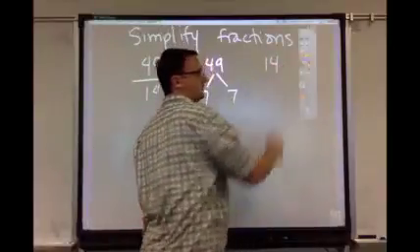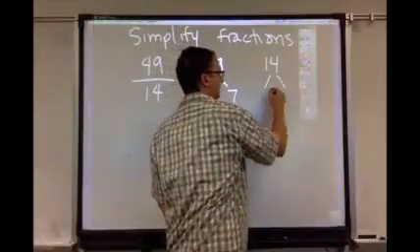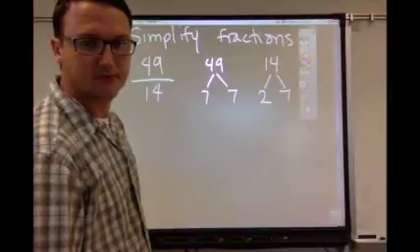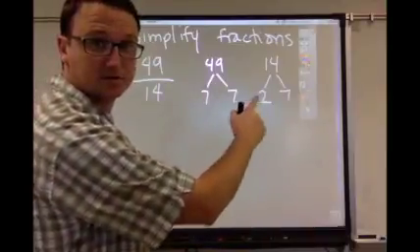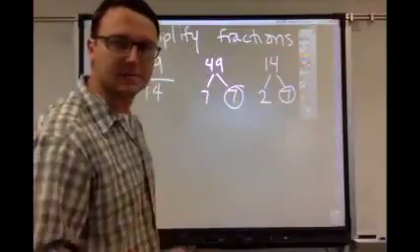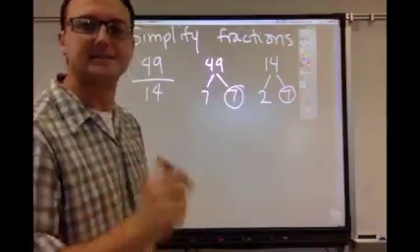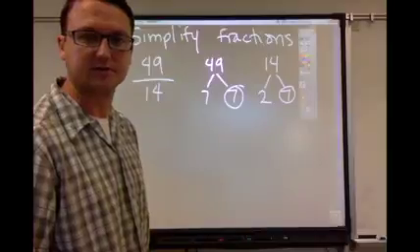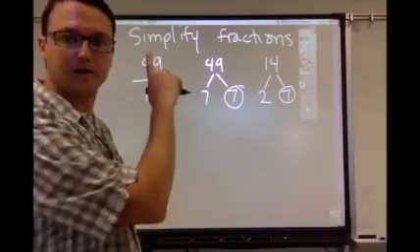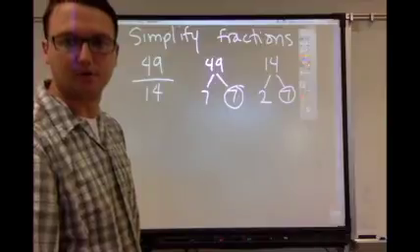14, we're going to factor that out, and we get 2 and 7. All right, notice that there is a 7 in both of those situations. So let's circle those 7s. Okay, what does that mean? That means we can take out a 7 in both of those numbers and still have the same fraction available to us. So this is simplifying fractions, looking at numbers that multiply to give us our number on top and on bottom, and then taking away that number that's in both situations.